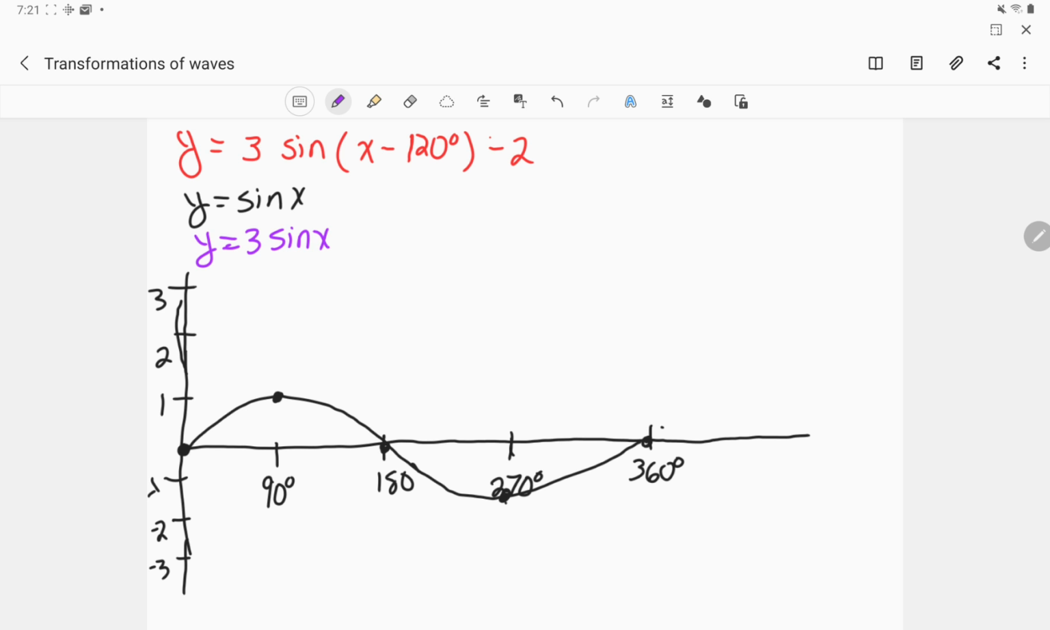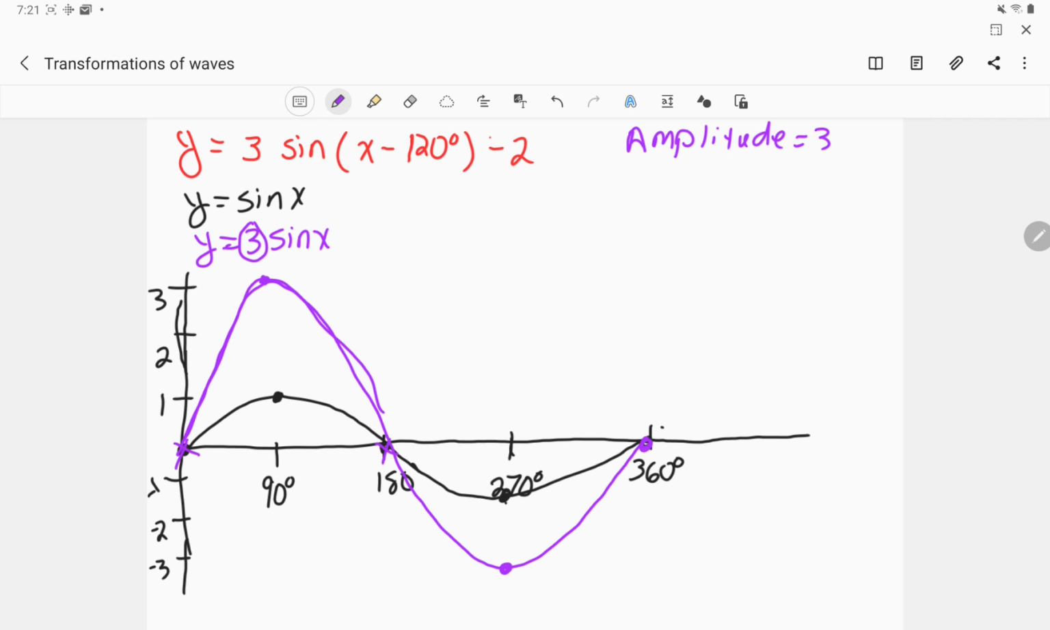So if I was giving information rather than graphing this, I would say that the amplitude is 3. I'm going to multiply my y values by 3. So 0 times 3 is still 0, but 1 times 3 is 3. 0 times 3 is still 0, but -1 times 3 is -3, and 0. So we have vertically stretched it by 3.